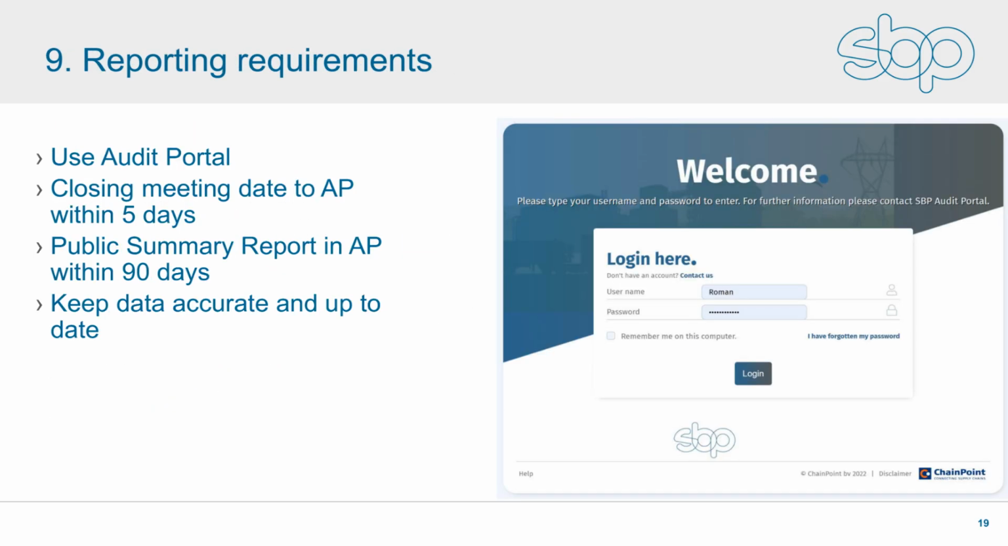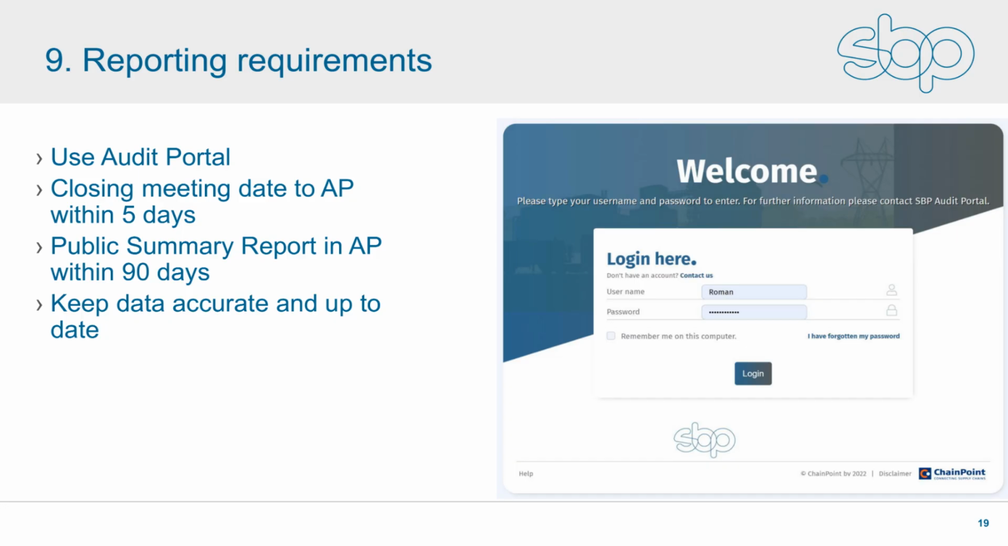Section 9 covers reporting requirements. No changes in version 2.1. All SBP public reports must be produced using the audit portal. The closing meeting date must be entered within 5 days of the meeting itself, which allows SBP to monitor audit progress. The public summary report must be completed in the portal within 90 days. The general expectation is that audit portal records stay accurate and up to date.